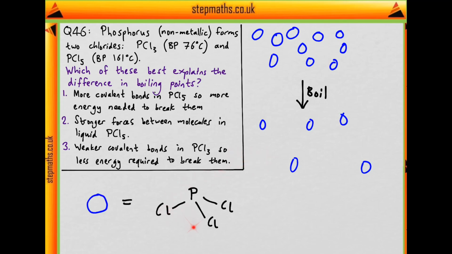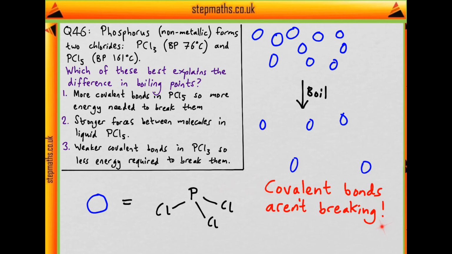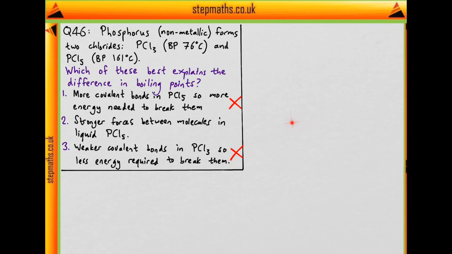Well, the blue circles represent phosphorus chlorides, and you can see from the diagram that the internal structure of these doesn't change at all, only the distance between them. So what can we conclude from this? Covalent bonds aren't breaking in this process, so we can safely cross off points 1 and 3 that talk about breaking covalent bonds. Now let's look at point 2, which claims that PCl5 has stronger forces between molecules.